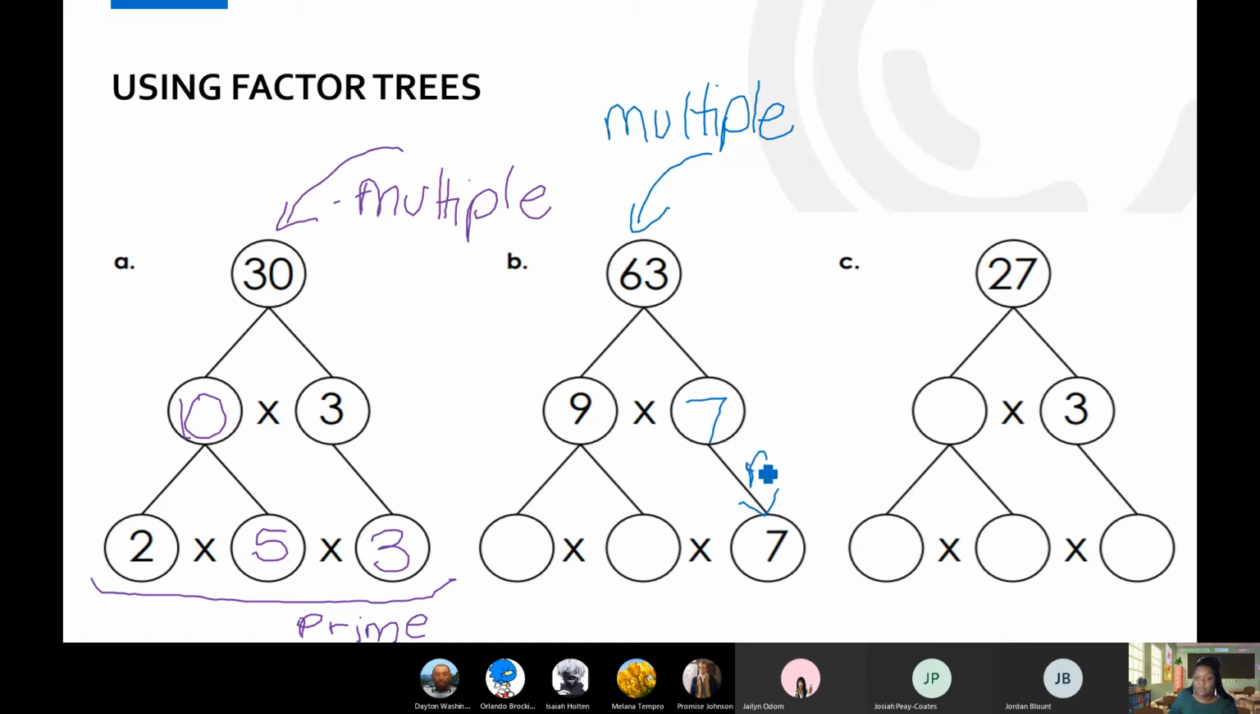Starts with a P. 7 is a prime number. Very good. 7 is a prime number. So it comes directly down here.